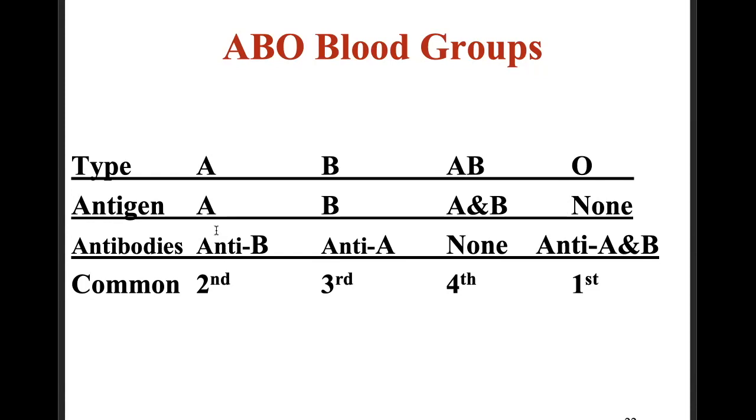Now, antibodies, of course, are going to be the opposite. So your blood type A has anti-B antibody. Your B has anti-A, while your AB doesn't have any. Your O has both anti-A and anti-B. So the most common blood type here is your O. Second is your A. Third is your B. And my blood type is rare, which is the fourth, the last among the 4 blood types.